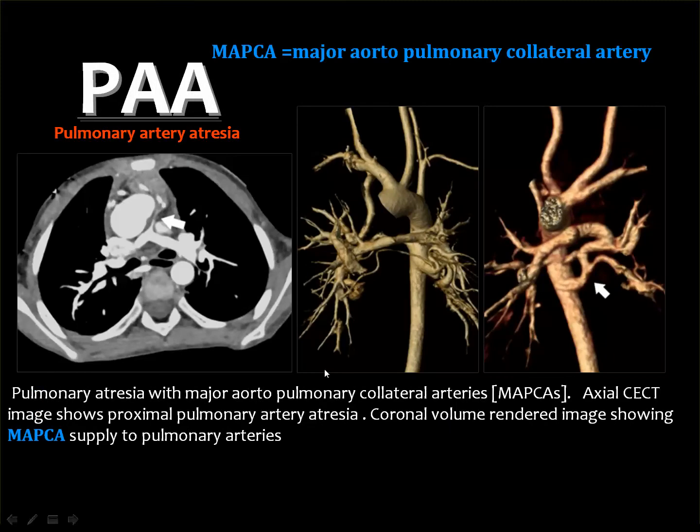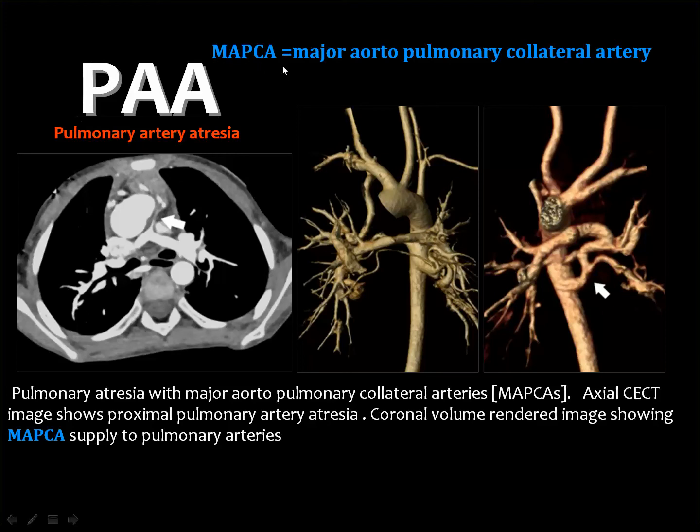And this is an example where you can see that the main trunk of the pulmonary artery is atretic, while the left and right main branches are somewhat developed. Also, you can see that there is collateral circulation developed from the aorta to supply the pulmonary arteries. These collaterals are known as the major aortopulmonary collateral arteries, which are usually referred to as MAPCAs.